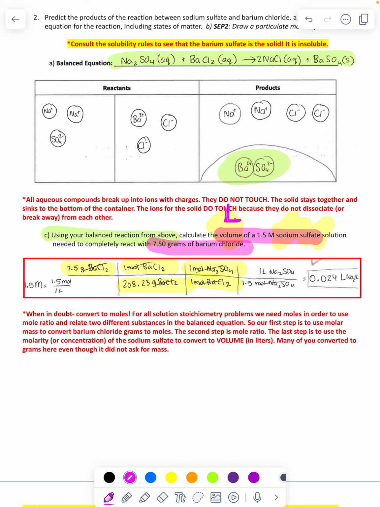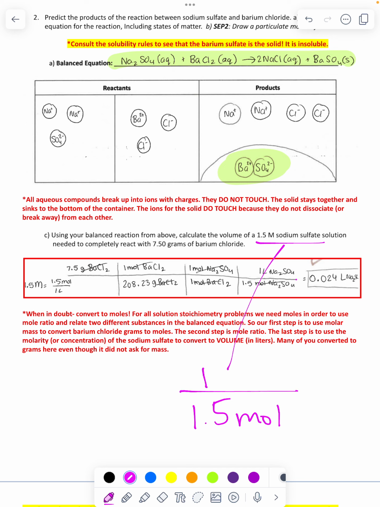Okay, so my last step, I need liters in the numerator because that's what I'm trying to convert to in the end. And in order to find that liters, we're going to use the information about my sodium sulfate that was given as a conversion factor. When I look, I see 1.5 molar sodium sulfate. If we convert that into a conversion factor, if I had 1.5 moles of it, it would be a volume of 1 liter.